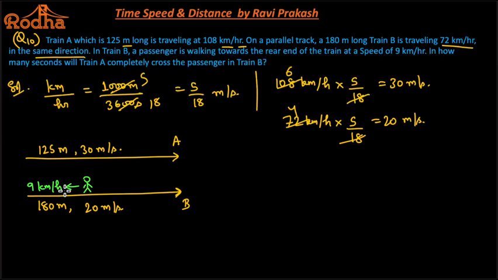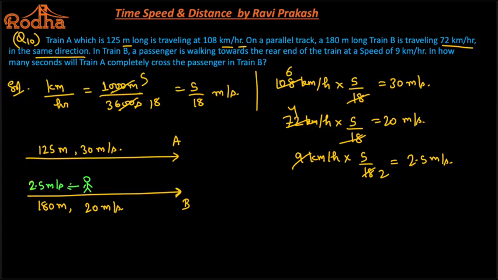In how many seconds will train A completely cross? So what they're saying is, what is 9 kilometer per hour? So again convert this here. 9 kilometer per hour, convert this into meter per second. 5 by 18. Okay, that is equal to 2.5 meter per second. This person is moving at the speed of 2.5 meter per second. So I can just rub it out. It should be 2.5 meter per second.